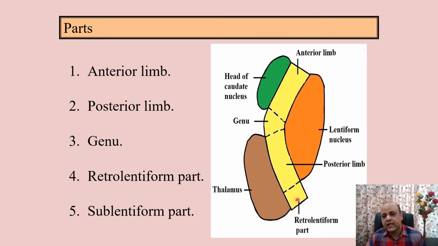And students, the internal capsule also has a sublentiform part which lies below the lentiform nucleus. So you cannot see it in this image here. So it has 5 parts. The internal capsule has the anterior limb, the genu or the bend, the posterior limb, the retrolentiform part lying posterior to the lentiform nucleus, and the sublentiform part which lies inferior, or sub means inferior, to the lentiform nucleus.